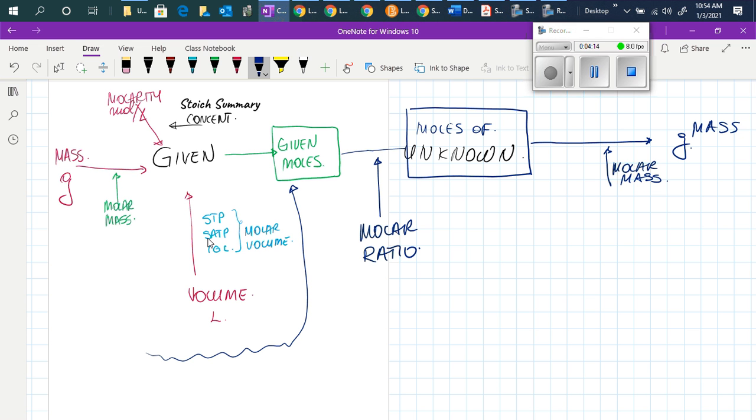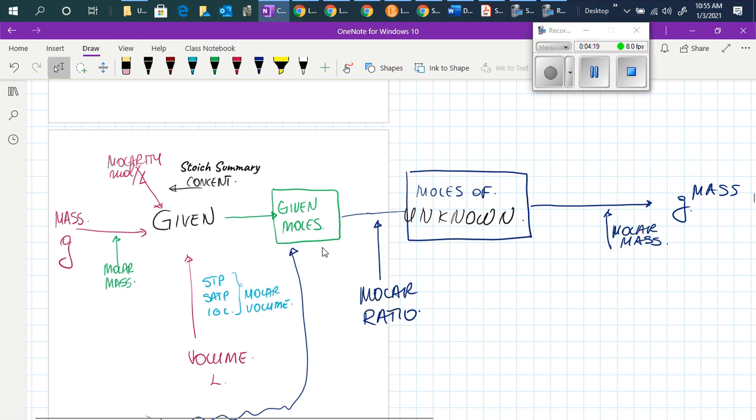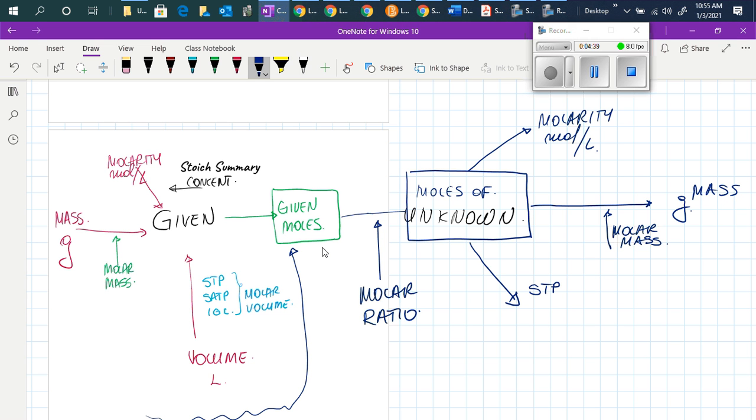If they are asking for concentration, then you will use molarity. If they are asking for liters or concentration, you will use molarity. And if they are asking for volume in the gas state, then you will use either STP, SATP, or ideal gas law to find volume. So this is kind of a summary of the stoichiometry.